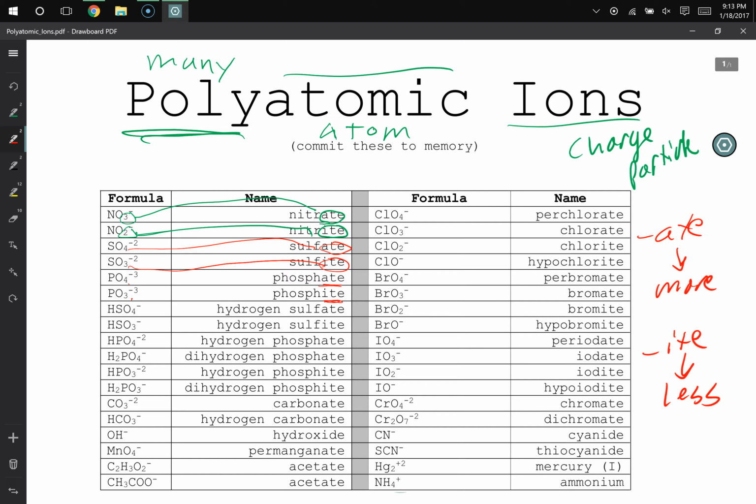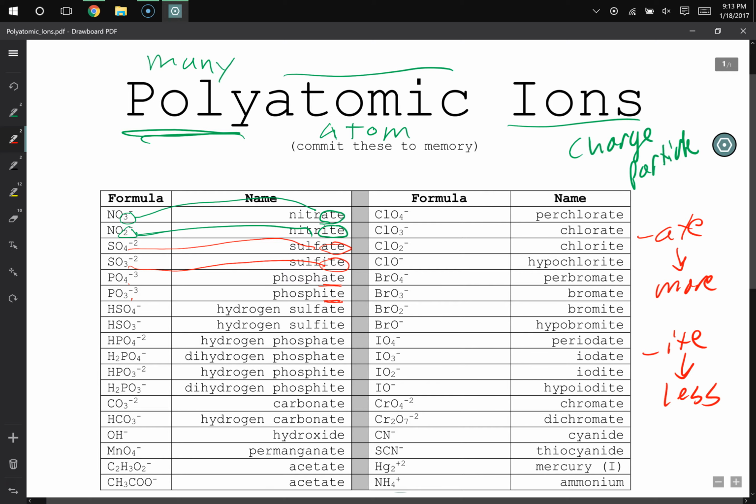All right. What if there's more than 2 options? What if I've got, instead of just 2 and 3 as my options, I have over here with the chlorines, a 3 and a 4 and a 2 and a 1. All right, well, first thing I'm going to do is divide them up into ates and ites. So I'll have half of these be ates and the other half be ites. So these ones on top are going to have more and the ones on the bottom have less.